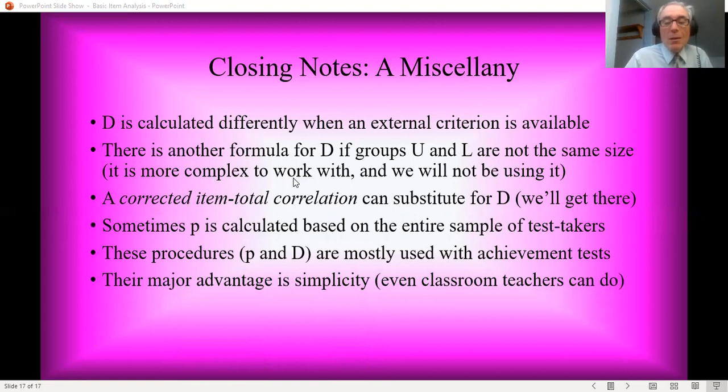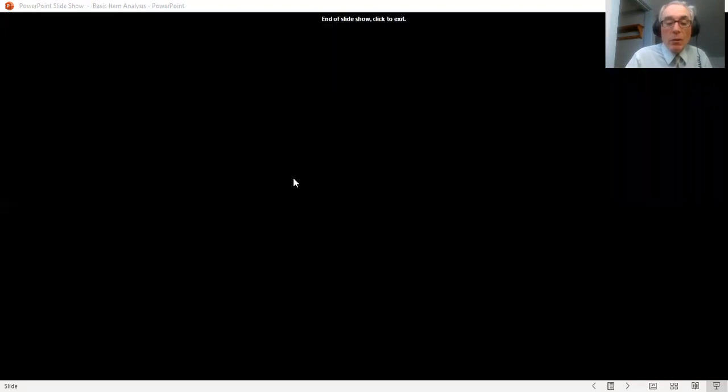They're very easy. That's the big pro here. There are other ways of accomplishing the same ends, especially substituting item total correlation for D. But when you don't have access to the fancy software, just make life easy on yourself. And that's it for that slideshow. Now, I do want to share a couple of little spreadsheets with you.